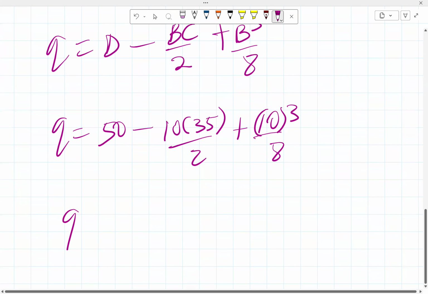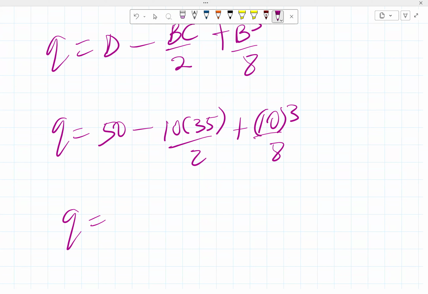Again, I'm just going to punch my calculator straight for this, so I don't keep wasting time. So I have 50 minus 350 over 2, that is 350 divided by 2, then plus 1000 divided by 8. Okay. Oh, that's 0. Interesting. Q is 0. Wow. So we have 50, 350 divided by 2 plus 1000 over 8. That is simply 0. Interesting.